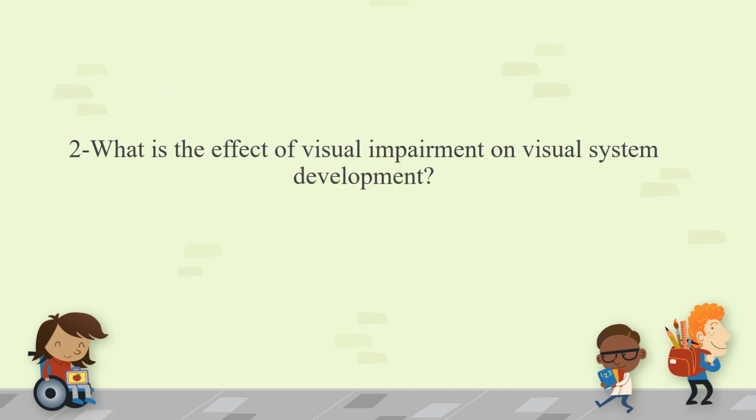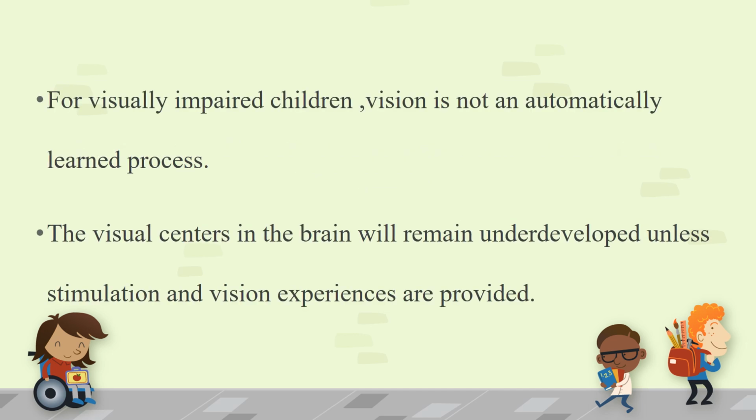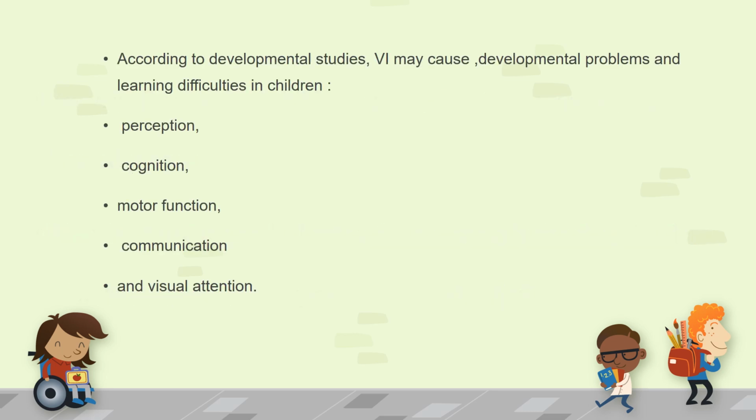What is the effect of visual impairment on visual system development? For visually impaired children, vision is not an automatically learned process. The visual centers in the brain will remain underdeveloped unless stimulation and vision experiences are provided. According to developmental studies, visual impairment may cause developmental problems and learning difficulties in children in perception, cognition, motor function, communication, and visual attention.